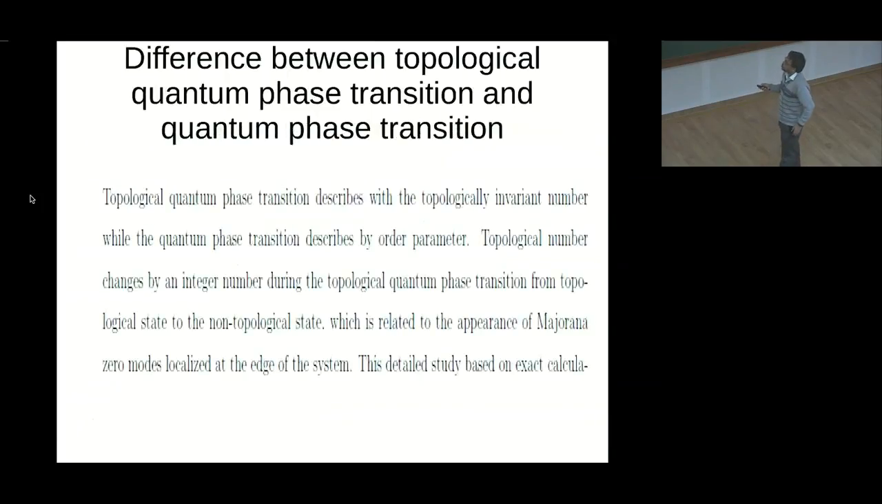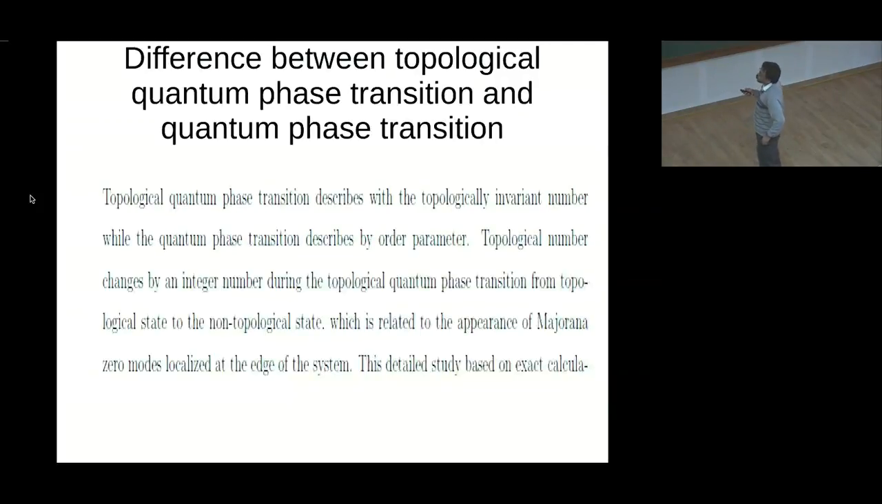Also, this topological quantum phase transition is described with a topological invariant number. It will depend on the dimensionality of the system. For 2D, it's a Chern number. For 1D, it's a winding number. When it is a positive, finite integer number, the system is in a topological state, with a non-local order parameter. But when it is zero, the system is in a non-topological state, or the trivial state. So this is the case.